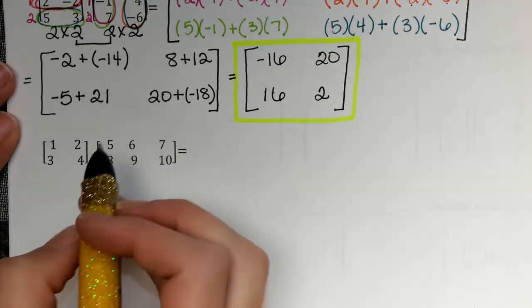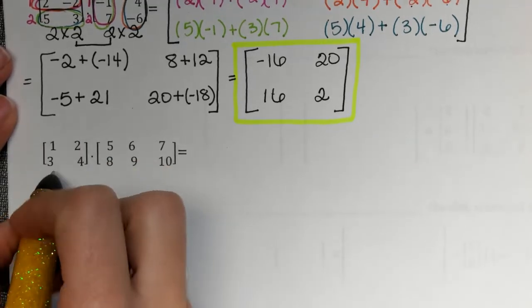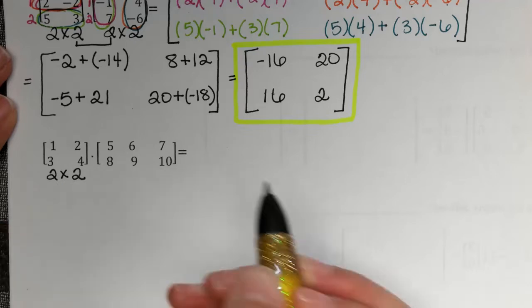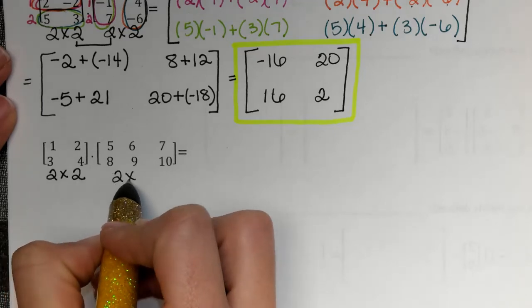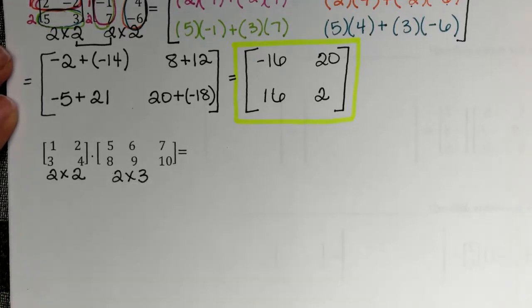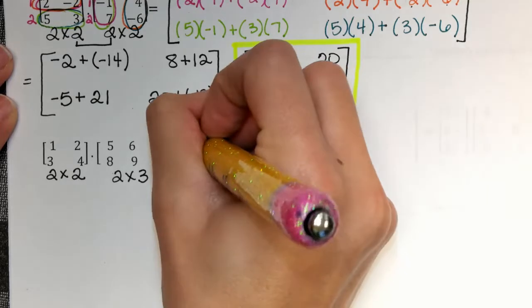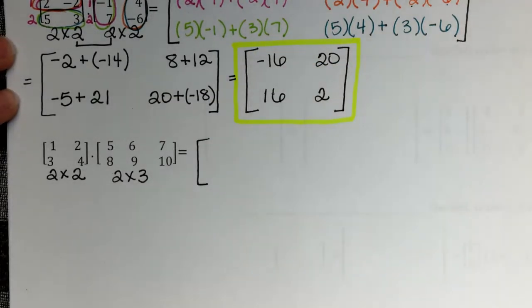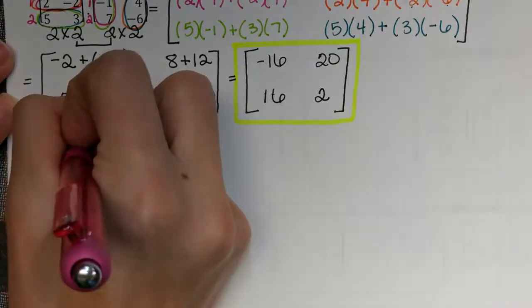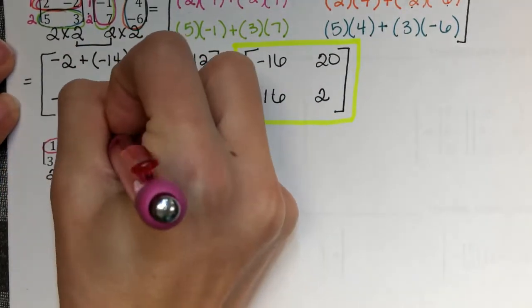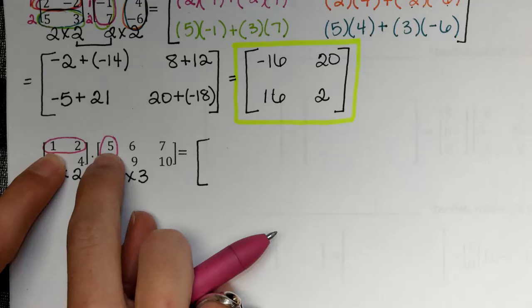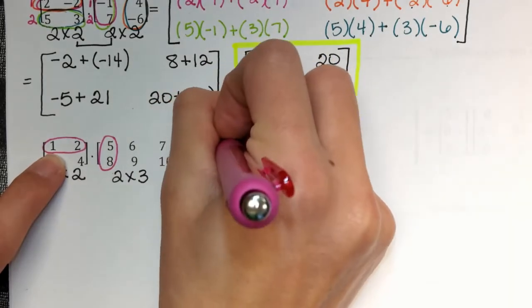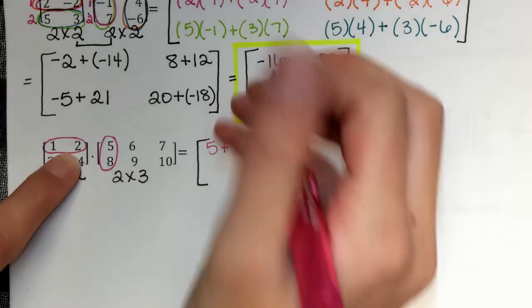Okay. So now we're going to look at the dimensions of this next example. I've got a 2 by 2, and this one is a 2 by 3. Can I multiply them? Yes. What's the product going to be? A 2 by 3. Okay. So I'm going to start with first row, first column. Okay. So I'm going to multiply 1 by 5, which is 5, plus 2 times 8, which is 16.